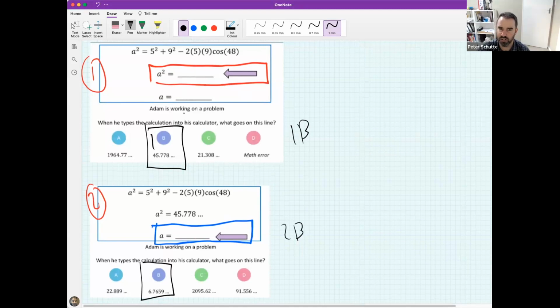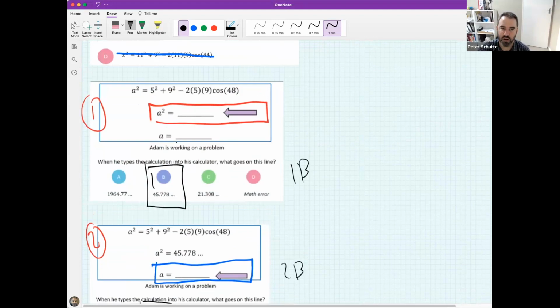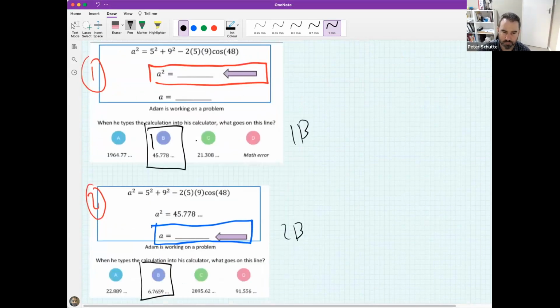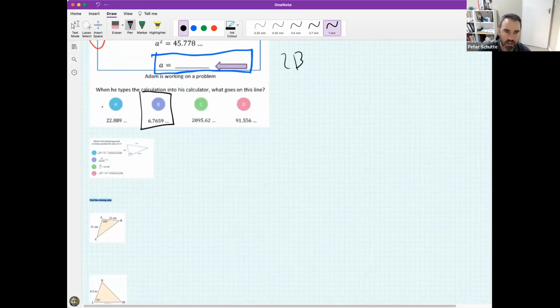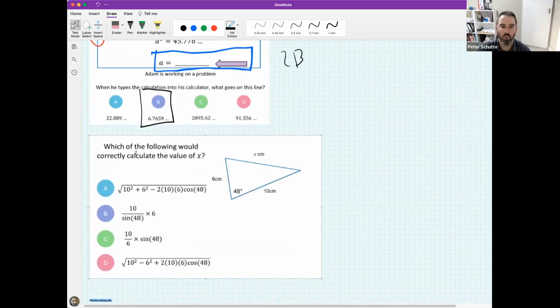The harder part is writing this down properly. So let me try and see if I can find you another question that flexes your brain a bit. Let's try and do this one together. Again, remember, I'm just teaching you how to use the cos rule in different ways. So which of the following would correctly calculate the value of x? You tell me.